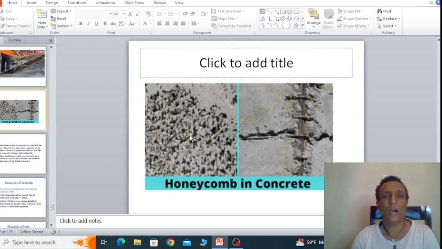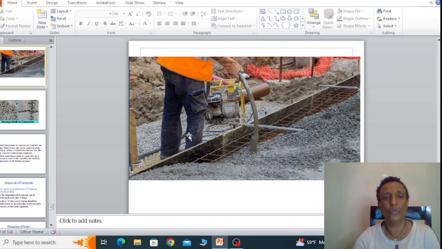For example, you can see this picture. Here, honeycomb structure is created inside the concrete. It is due to insufficient vibrating. So, this honeycomb structure reduces the strength of concrete, and also the appearance of concrete will be damaged. So we have to use such vibrators in order to avoid such defects.